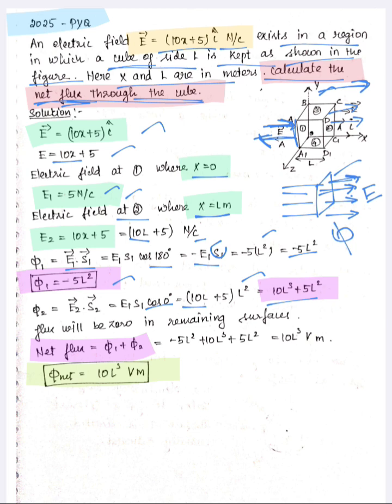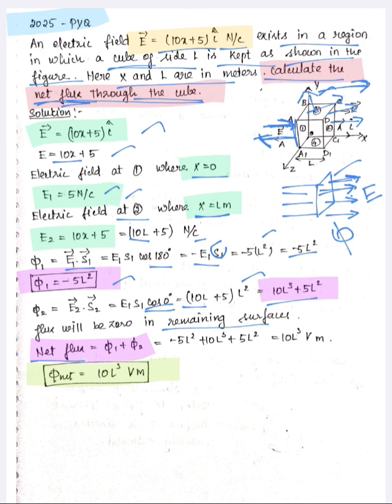The field lines are passing through surfaces 1 and 2, and no field lines are passing through the remaining surfaces, because on the remaining surfaces the angle between the area vector and the electric field is 90 degrees. Cos 90 degrees equals 0. So there is no flux through the remaining surfaces. Flux is through only surfaces 1 and 2.